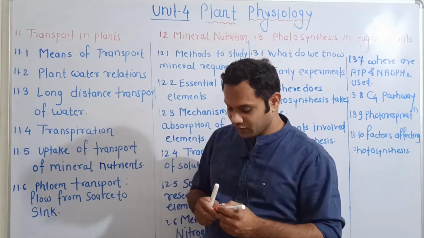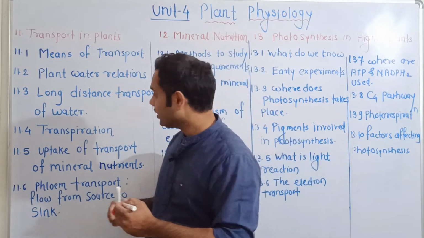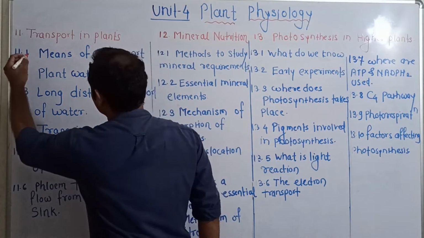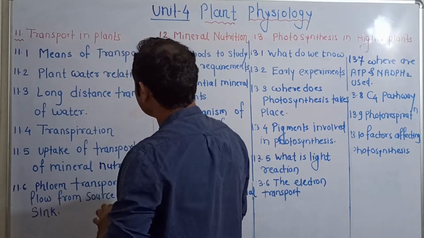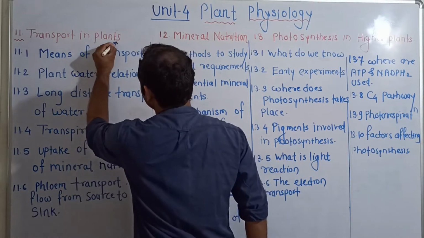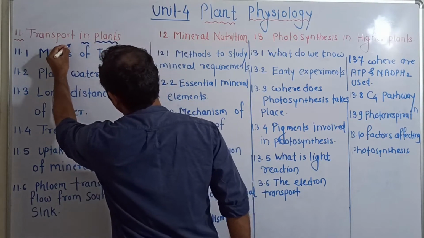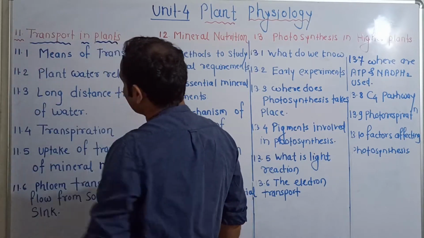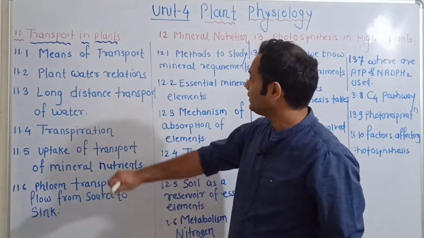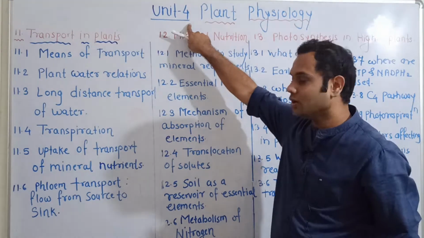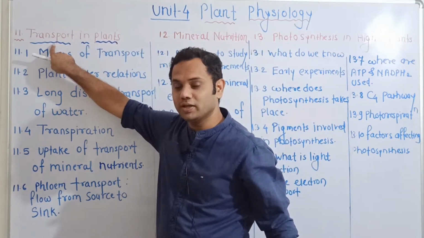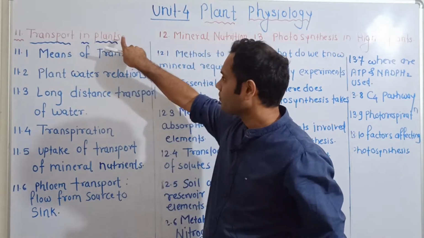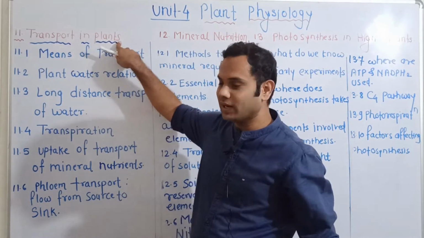So what are the first 3 chapters? Chapter number 11 is transport in plants. What is the name of chapter number 11, which is there in unit number 4, plant physiology? It is transport in plants. So this is chapter number 11.